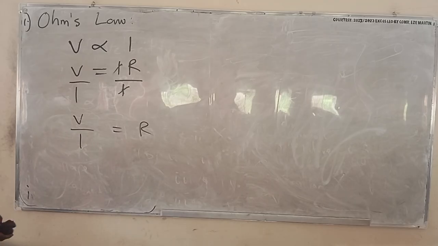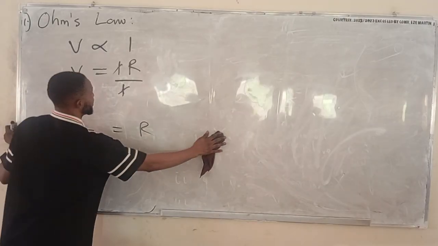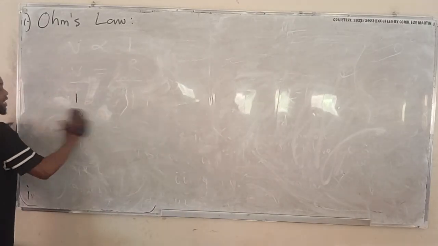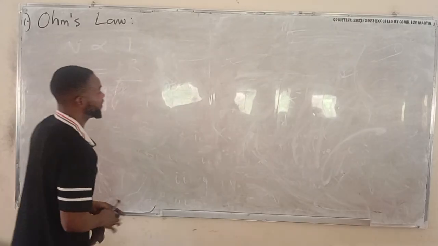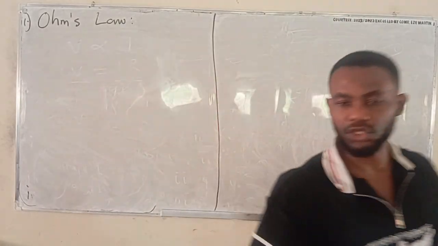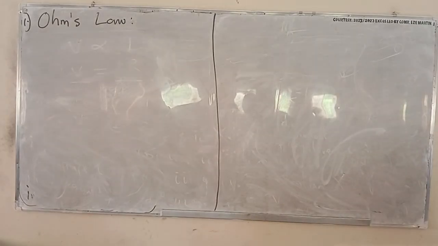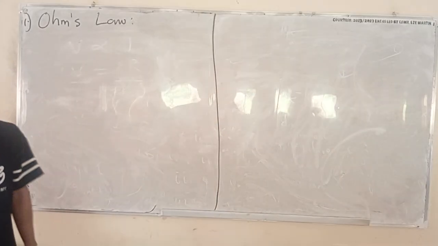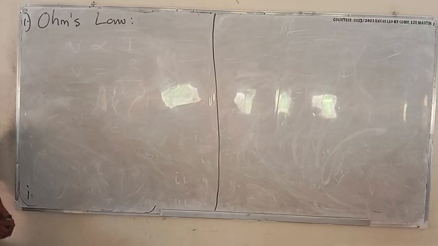So now that we know this, let's now define resistance. I can claim, we say that resistance is the opposition offered to the flow of current. The opposition offered to the flow of current is known as resistance.